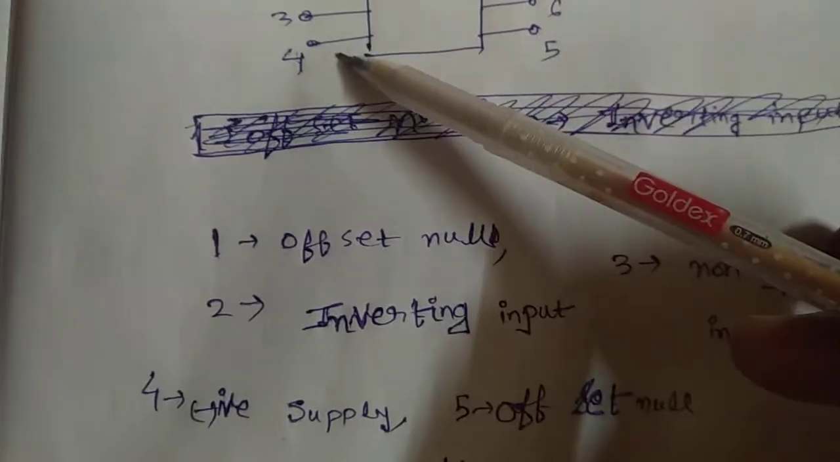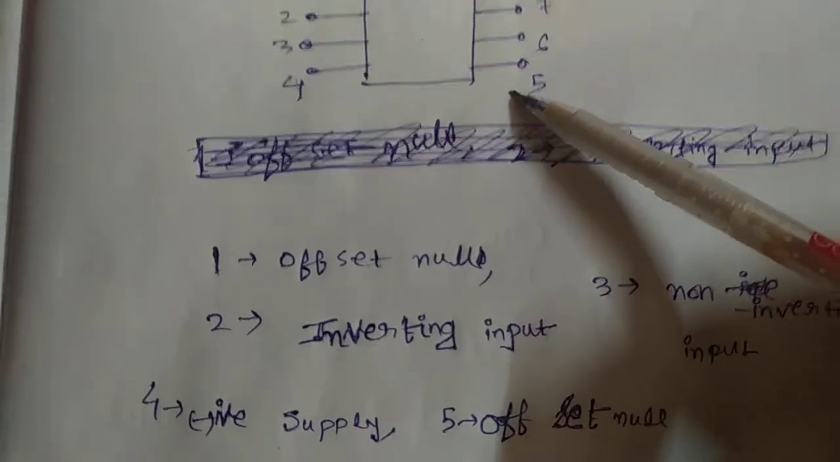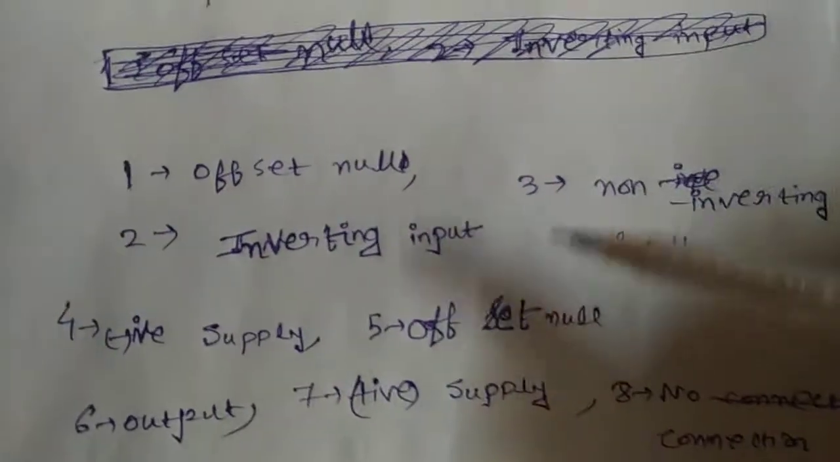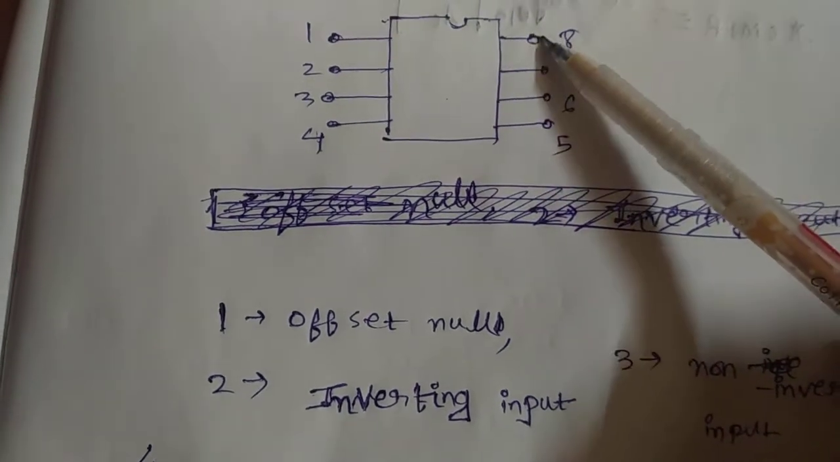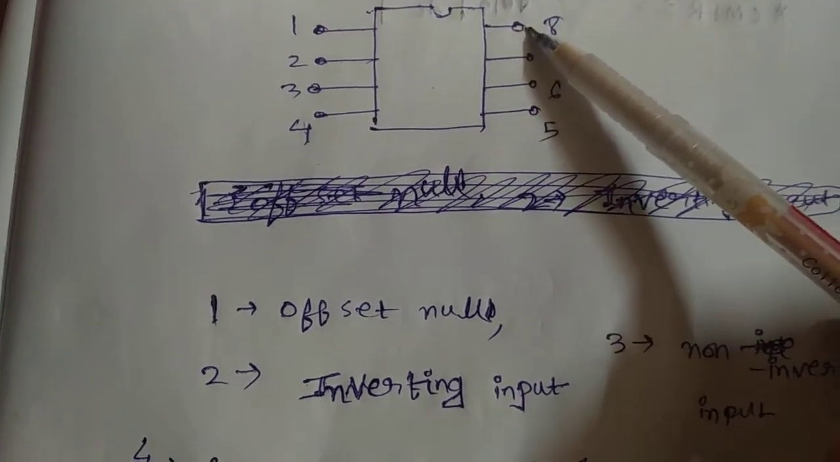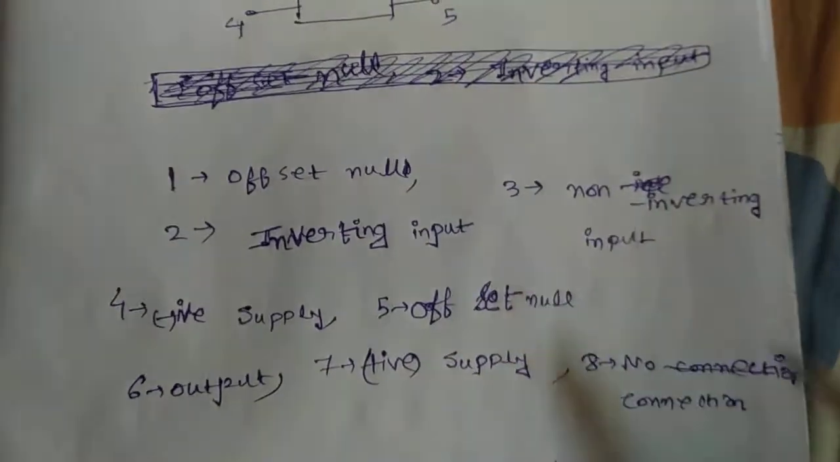Pin 4 is the negative power supply. Pin 5 is another offset null. Pin 6 is the output, and pin 7 is the positive supply. Pin 8 has no connection. This is the basic general diagram of an op-amp.